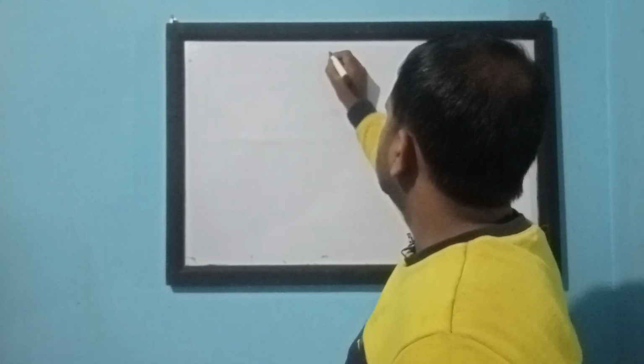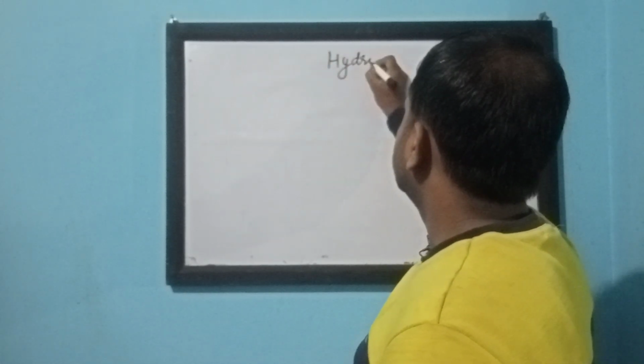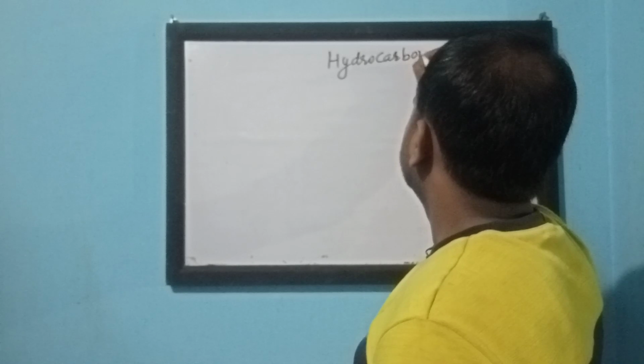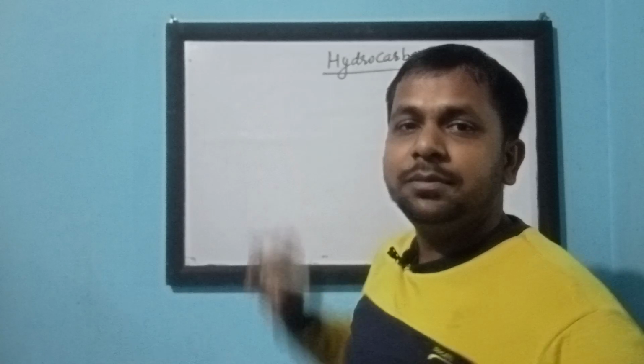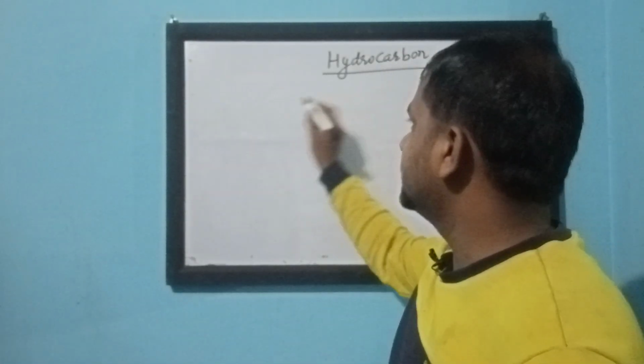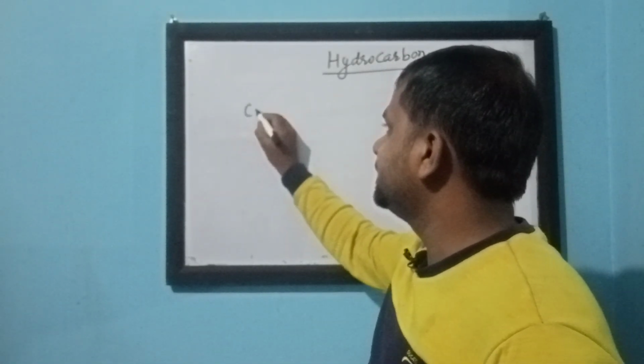Hello everyone. Today we are going to study the basic concept of hydrocarbon. We are also going to study about alkane, alkene and alkyne and nomenclature of the hydrocarbon. Basic concept we are going to develop today. Let us see first some examples, then we will discuss about the different types of hydrocarbon.